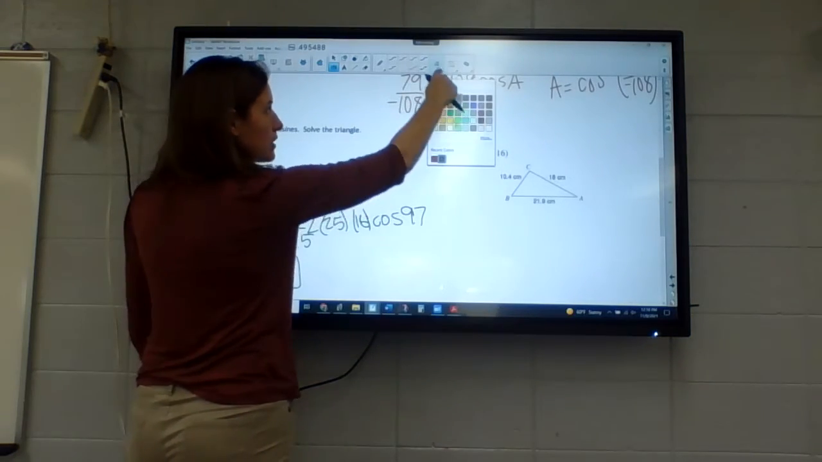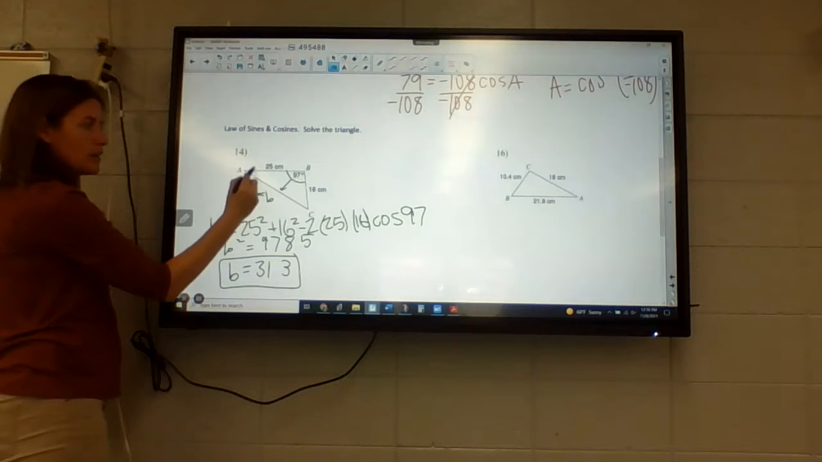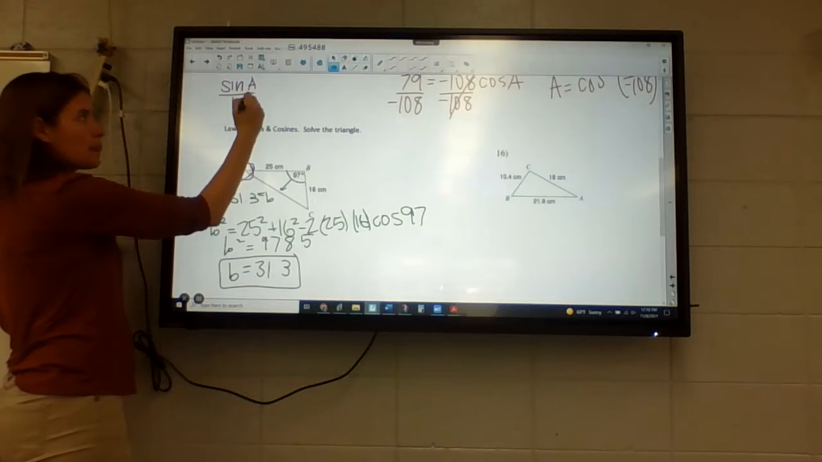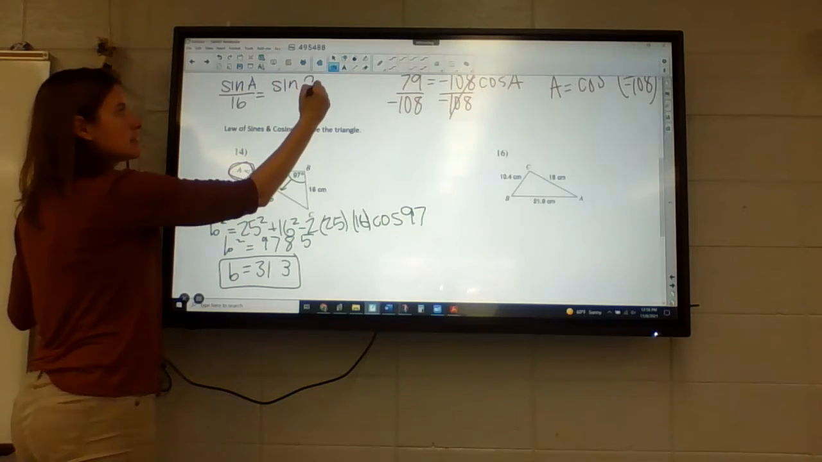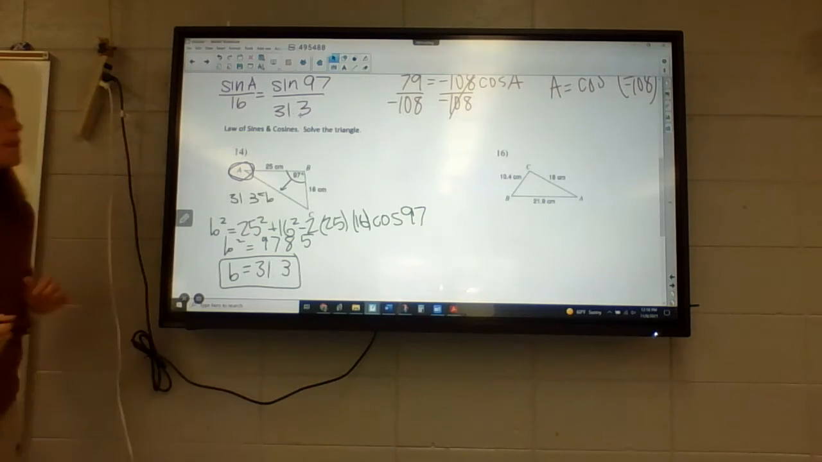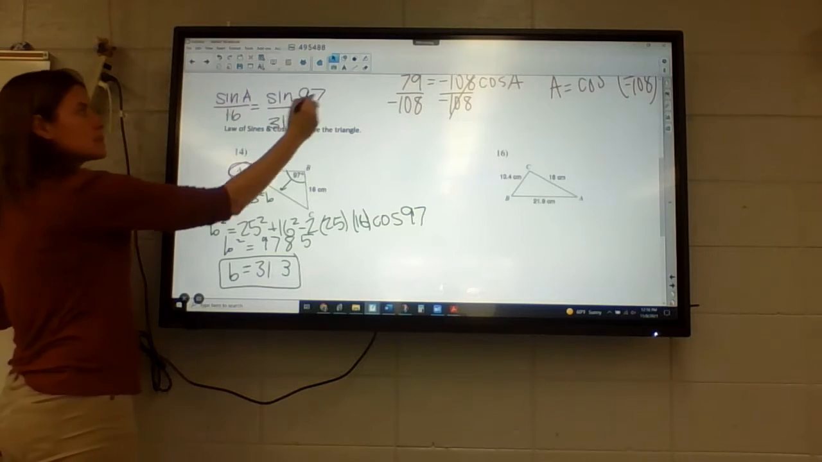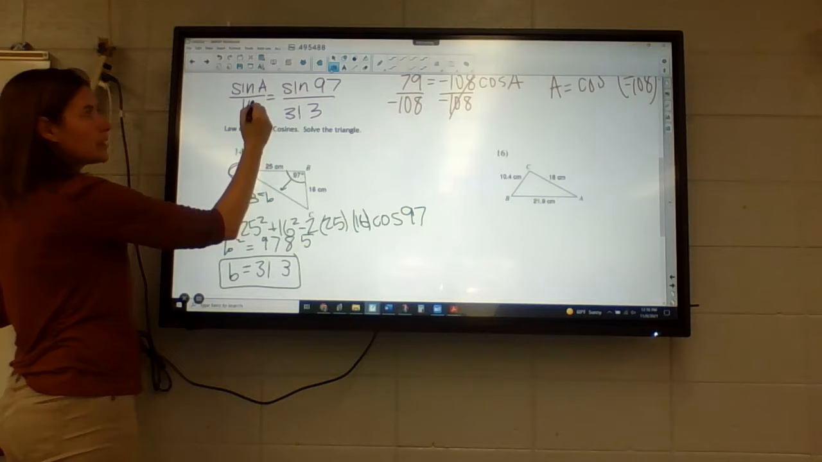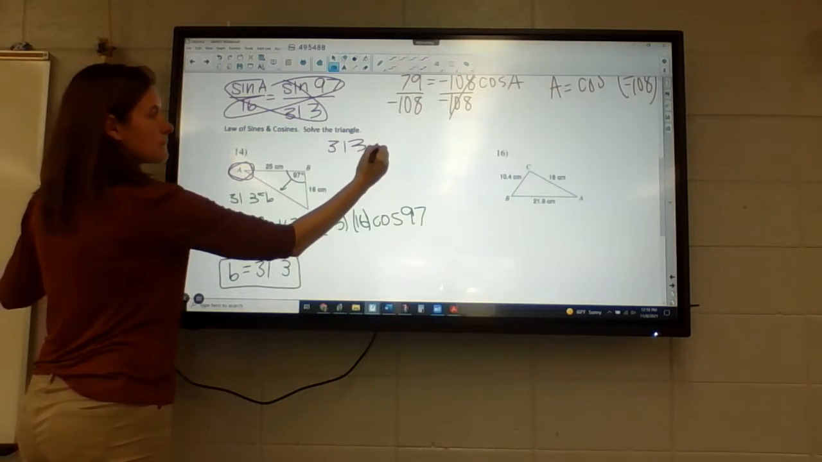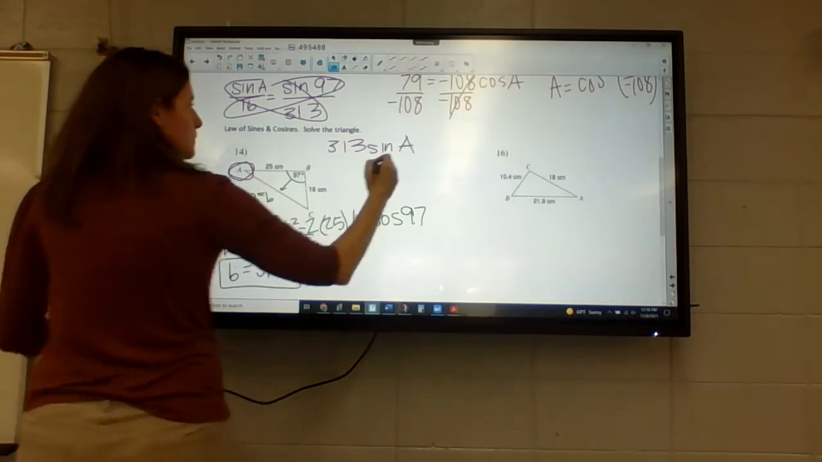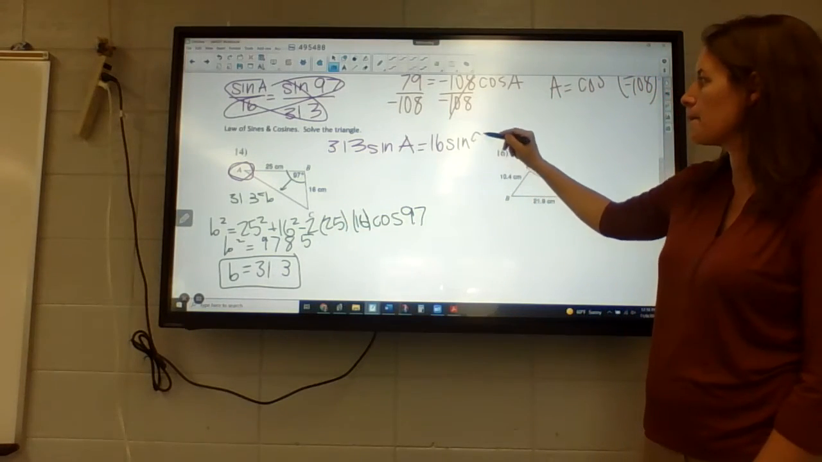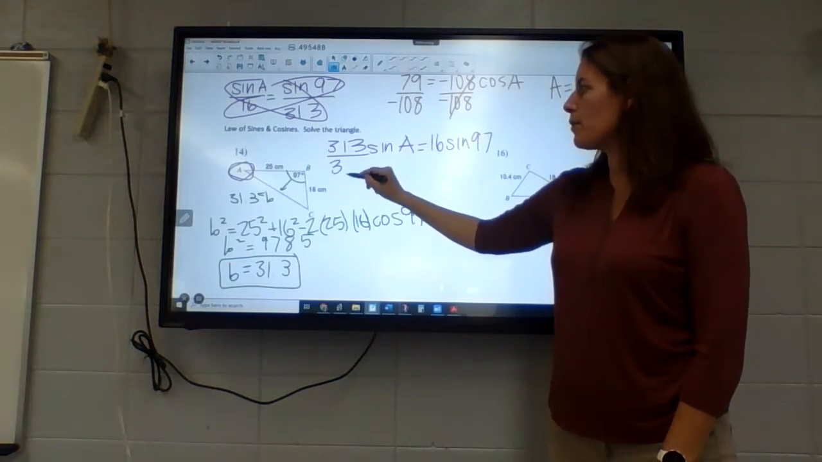I'm going to find an angle now because that's what I'm missing still. So if I use angle A, sine of A goes with 16. And then sine of 97 would go with this 31.3. So in order to find A, I have to cross multiply. I do 16 times the sine of 97. I'm going to divide by 31.3.